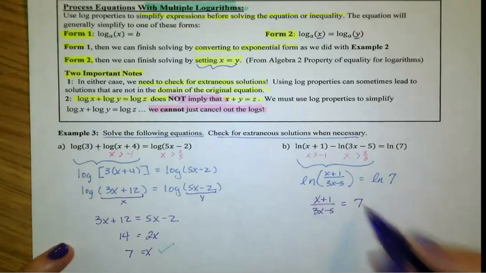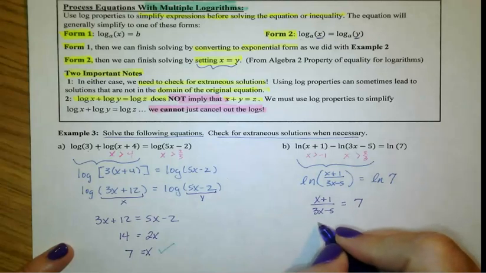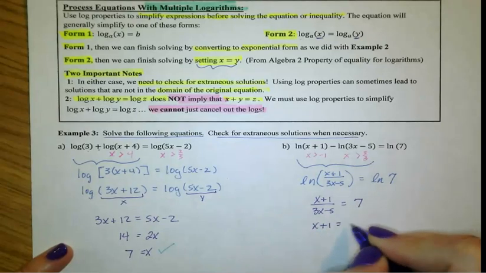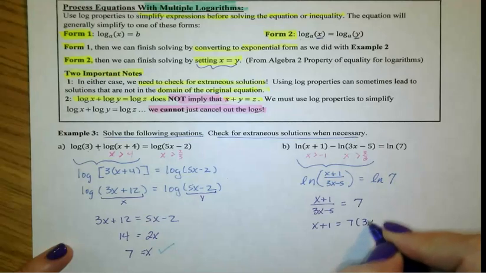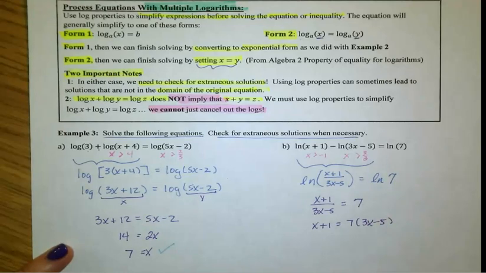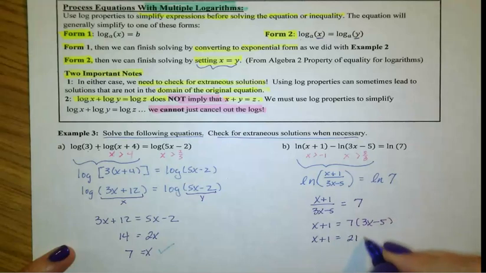So I'm just going to multiply both sides by 3x minus 5. So I'm going to have x plus 1 equals 7 times that 3x minus 5. And then I have x plus 1, so I can distribute. So I get 21x minus 35.